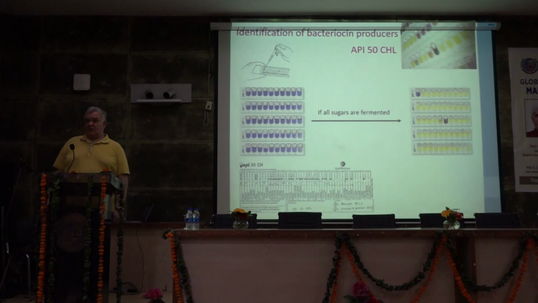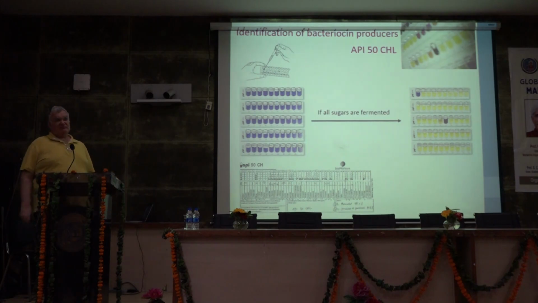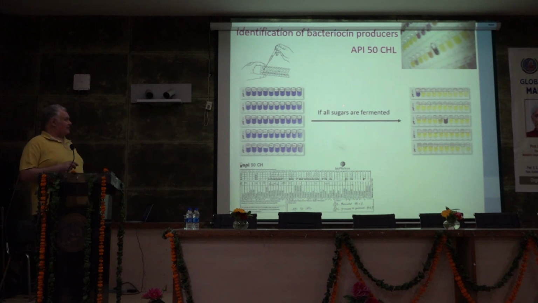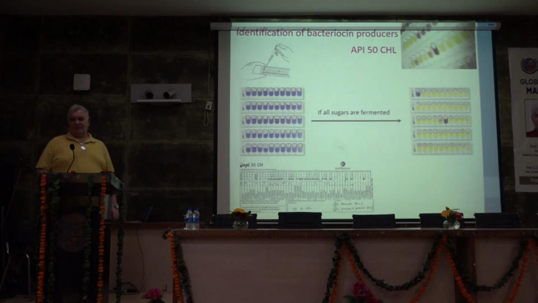Something that people were always doing, let's say 20 years ago, they were doing the API test. BioMérieux, the company from France, developed this test. It's very easy because you have 49 different sugars, and you have all the media ready. You just put your culture there, everything is good, only the problem is it costs a lot. It's really expensive.